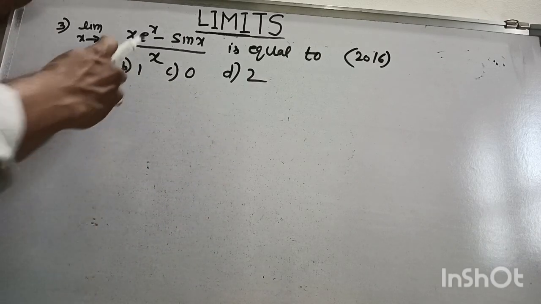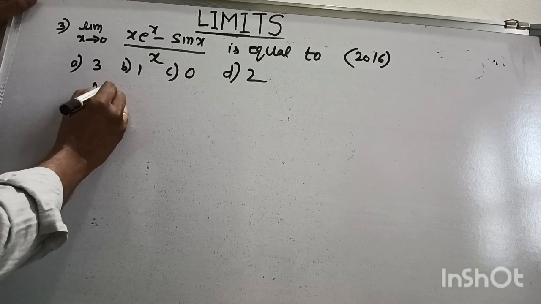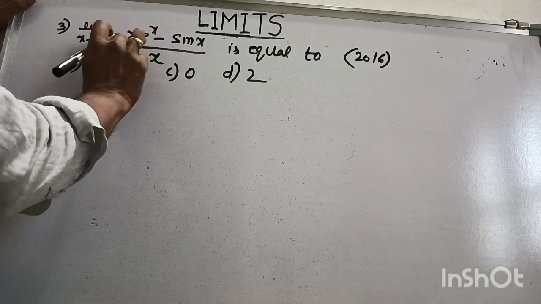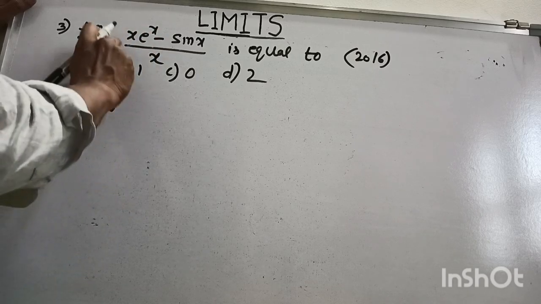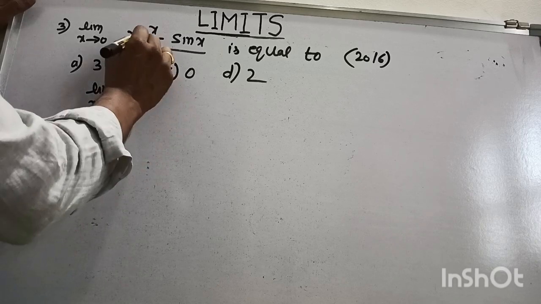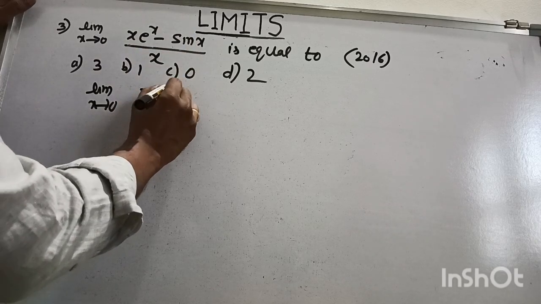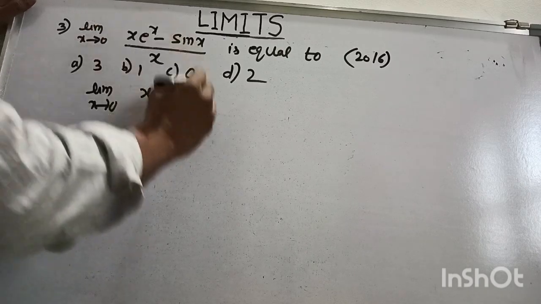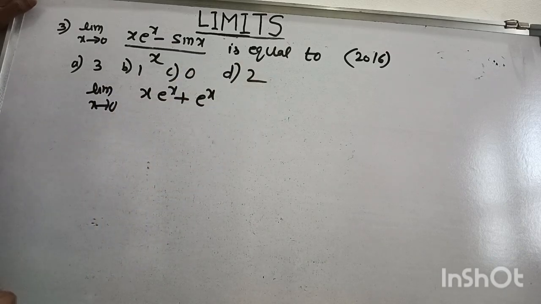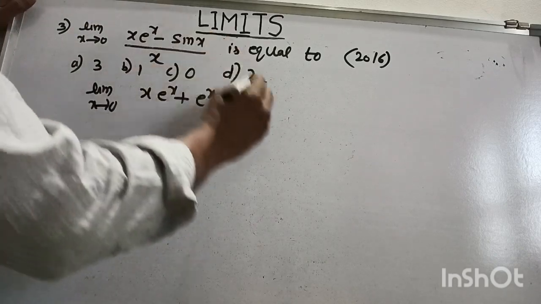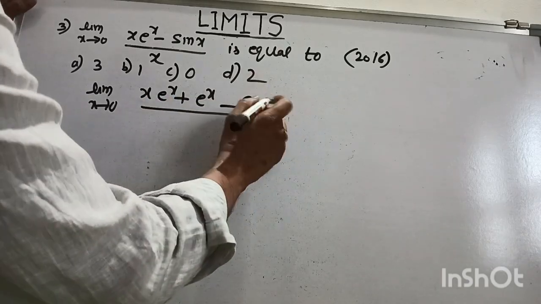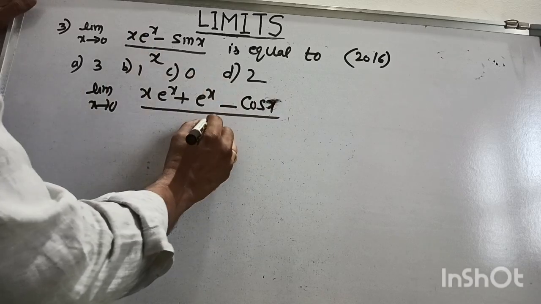L'Hospital's rule is limit x tends to 0, derivative of the numerator. Differentiate here by using the product rule, because it is a product of two functions, x into e power x. First function times derivative of second function, derivative of e power x is e power x, plus second function e power x times derivative of x, which is 1, so e power x into 1 is e power x. Next minus derivative of sin x is cos x, divided by derivative of x, which is 1.